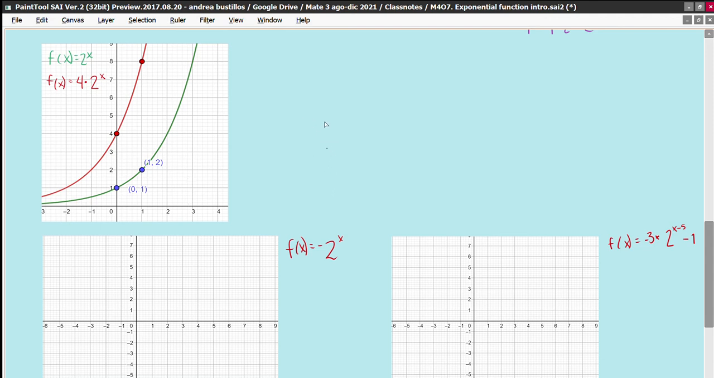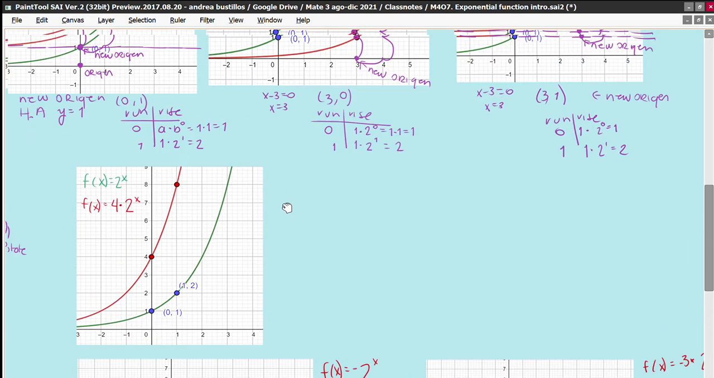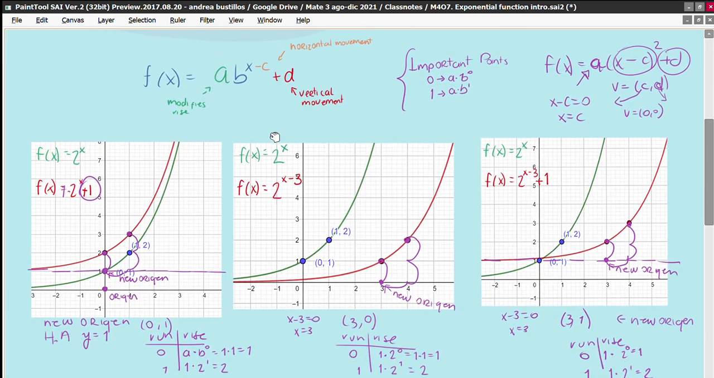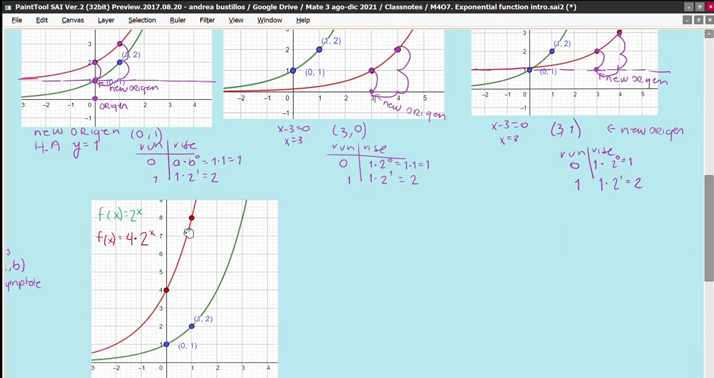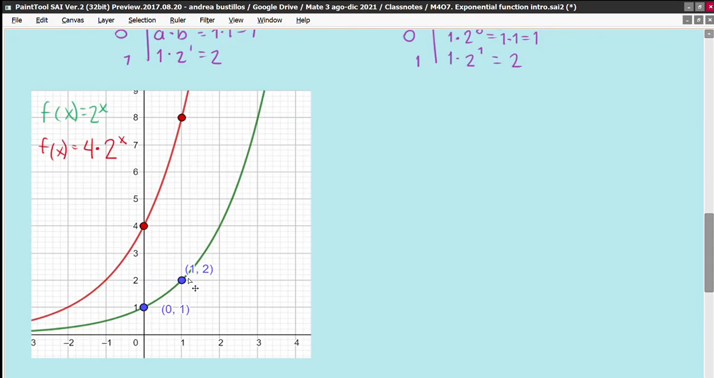Now let's graph exponential functions that have a leading coefficient. So remember, previously we have studied vertical and horizontal movement, that is, moving the origin of my function. Now let's learn what the leading coefficient does. And as in other functions we have studied, the leading coefficient always modifies the rise. So let's take a look at this example.